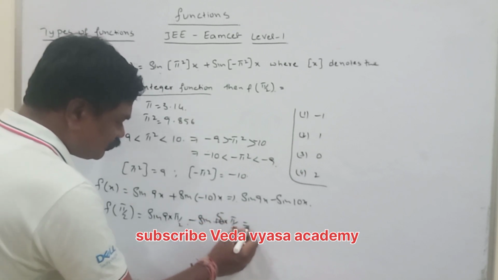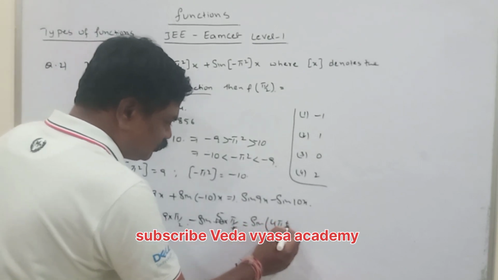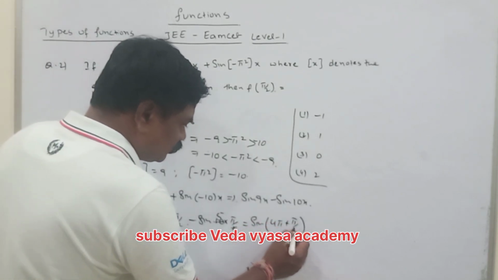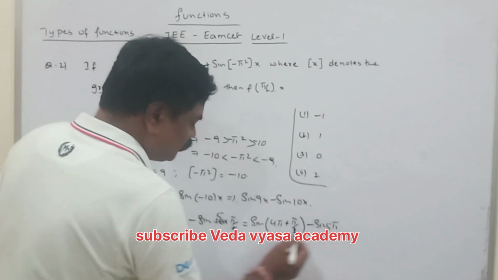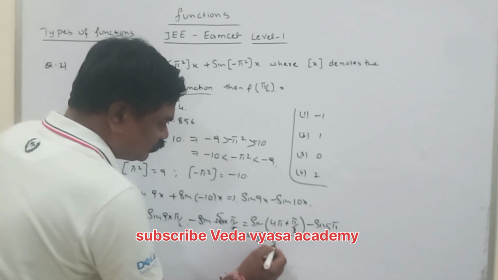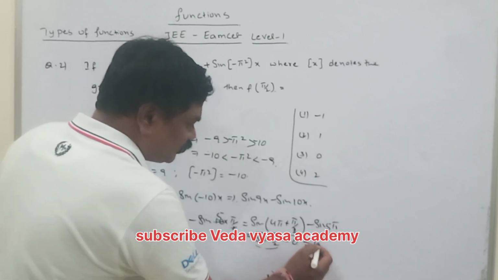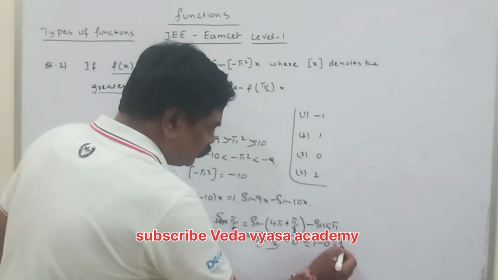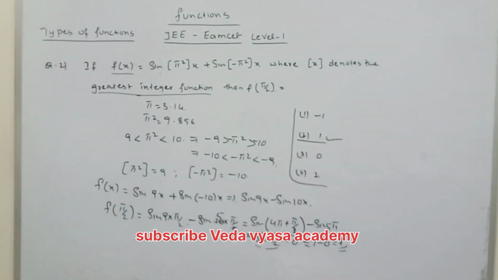That is sine of 4 pi plus pi by 2 minus sine 5 pi. This value is what? Sine pi by 2 minus 0. Sine pi by 2 value is 1, minus 0, is equal to 1. So we have option 2 as the answer.